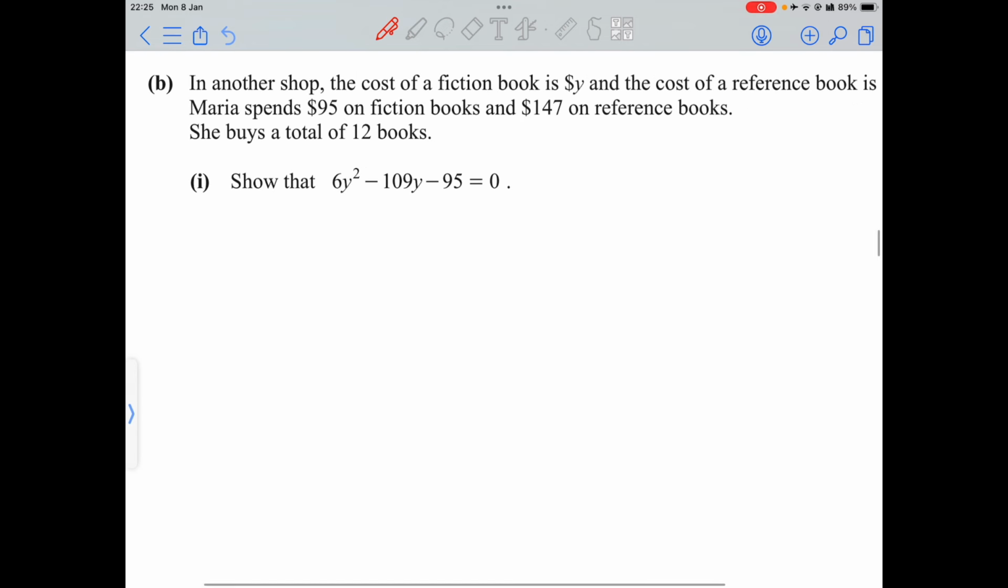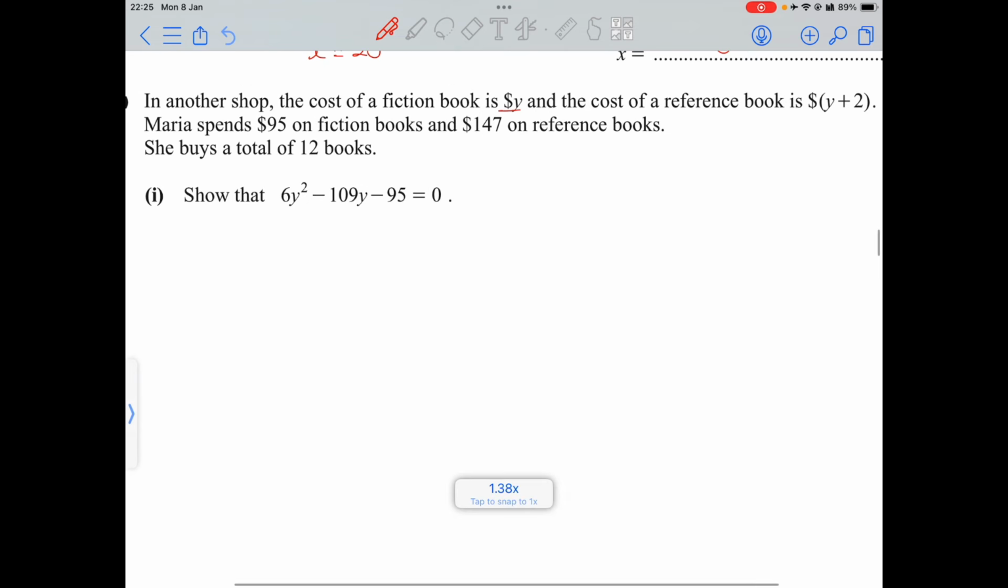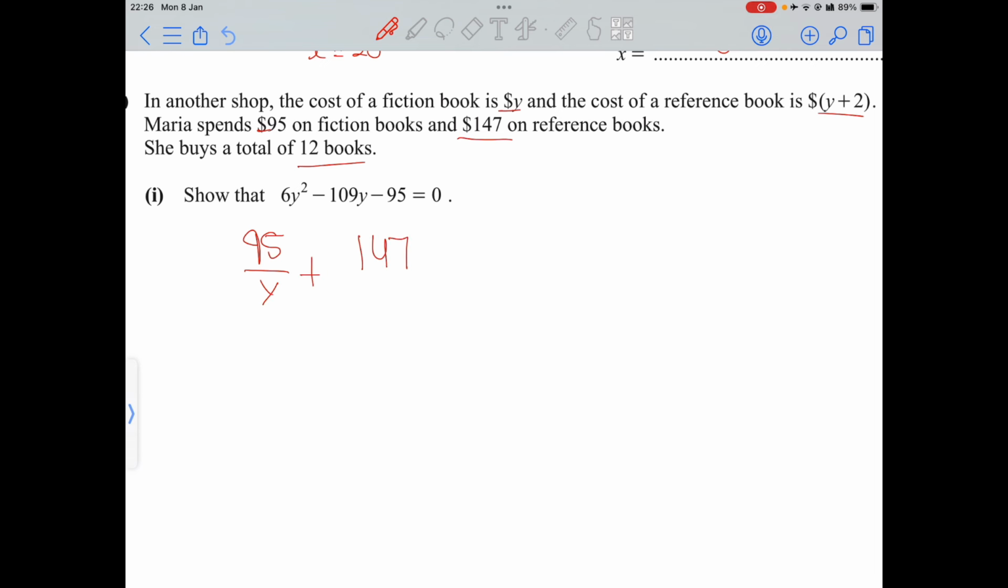In another shop, the cost of a fiction book is $y and the cost of a reference book is y plus $2. Maya spends 95 on the fiction books and 147 on the reference books. She buys a total of 12 books. Show that 6y squared minus 109y minus 95 equals 0. So, she spent 95 on fiction books and one book costs y, and she spent 147 on reference books and one of the reference books costs y plus 2.